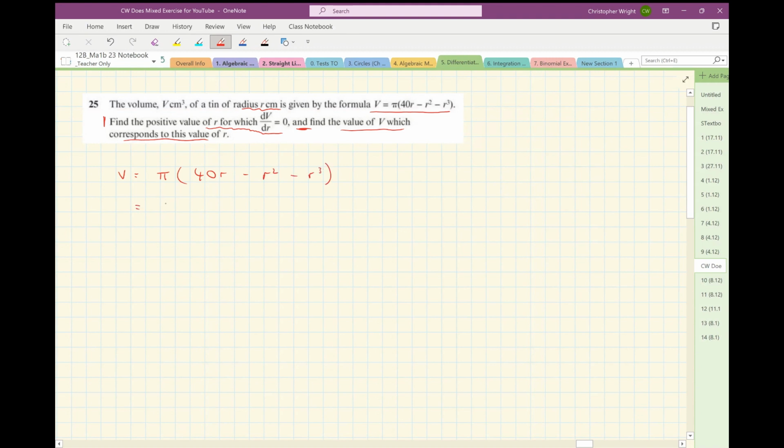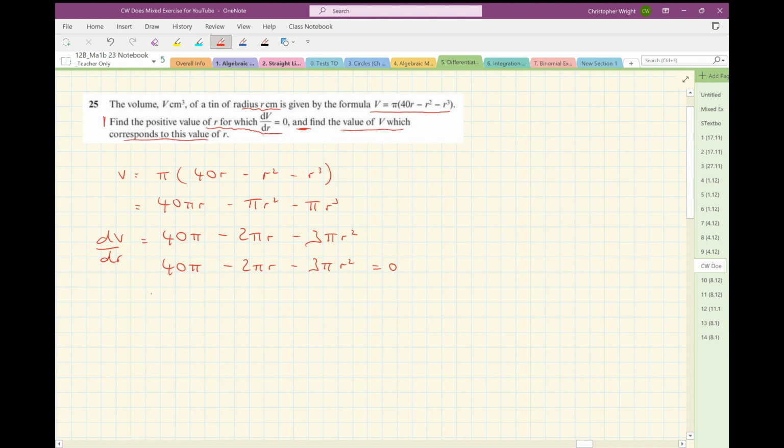Let's multiply that out. It gives me 40 pi r minus pi r squared minus pi r cubed. Let's differentiate that with respect to r to find dV by dr. It gives me 40 pi minus 2 pi r minus 3 pi r squared. And I need to find the value of r which makes that 0. So let's set this equal to 0 and see what we get.